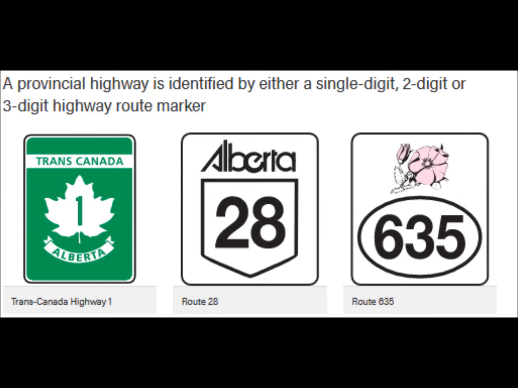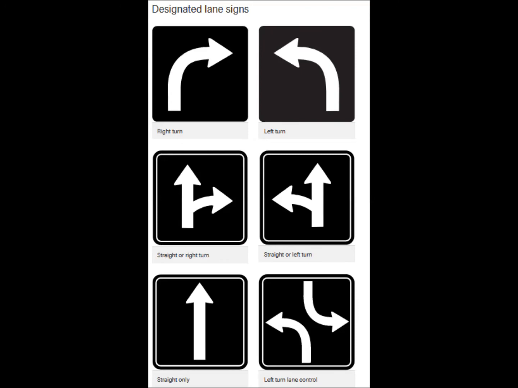50 kilometers per hour is the maximum speed limit on a roadway that is located within an urban area. Designated lane signs. The message or symbol on these signs indicates the direction or directions a vehicle must travel in the lane. Right turn. Image description. A black rectangle with a white arrow going straight and then turning to the right.